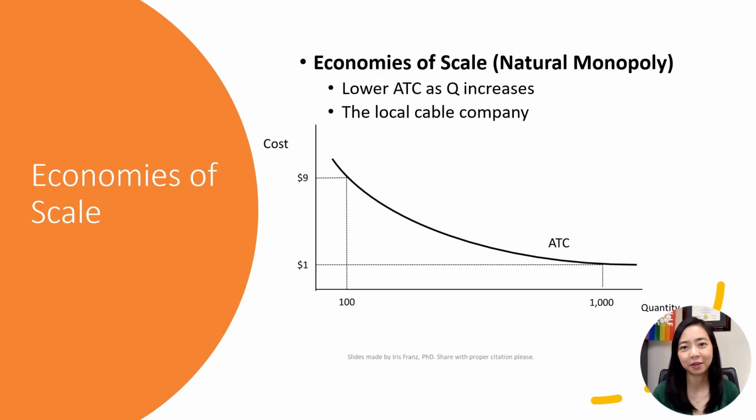The third cause of entry barrier is the economies of scale, where the average total cost goes down as quantity increases. Examples are local utility companies. They typically have a high startup cost, but the marginal cost of serving one additional household is very low. As a result, the average total cost drops drastically as the company serves more households. In our example, it actually makes more economic sense to have one company serving 1,000 residents rather than 10 companies each serving only 100 residents, as monopoly reduces the ATC from $9 to $1.